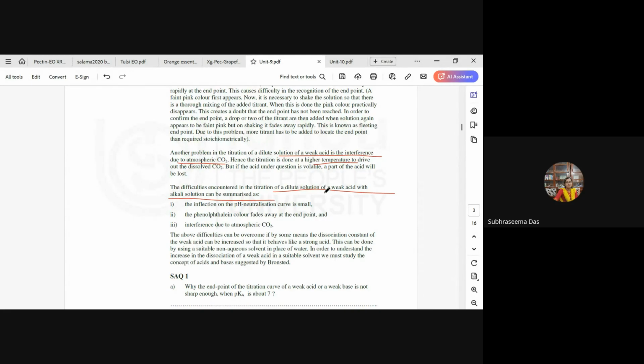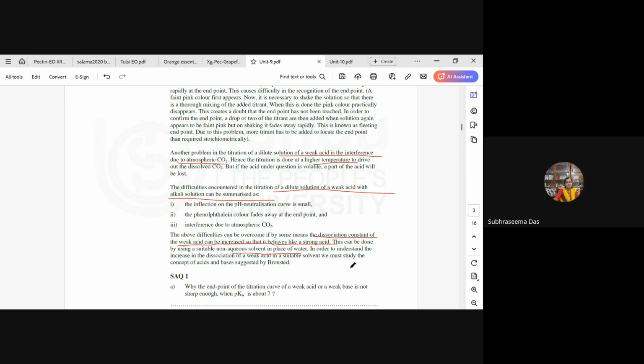To overcome all three difficulties in the titration of a weak acid or a weak base, if by some means the dissociation constant of the acid can be increased so that it behaves like a strong acid, that is one way to overcome these difficulties. This can be achieved by using a suitable non-aqueous solvent in place of water. So the three shortcomings associated with the titration of a weak acid or a weak base are mostly overcome by the use of a suitable non-aqueous solvent.